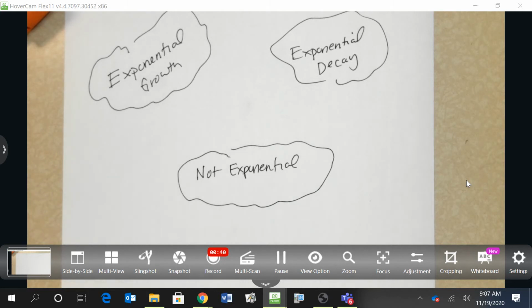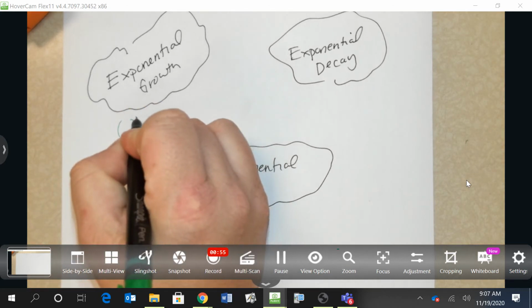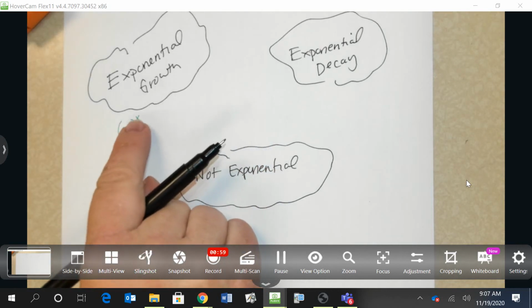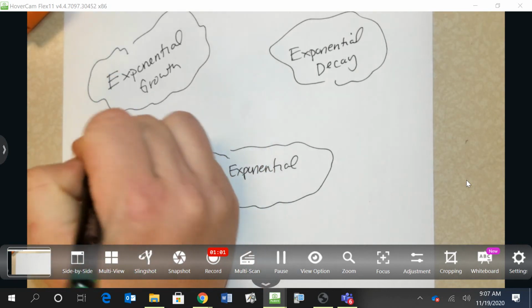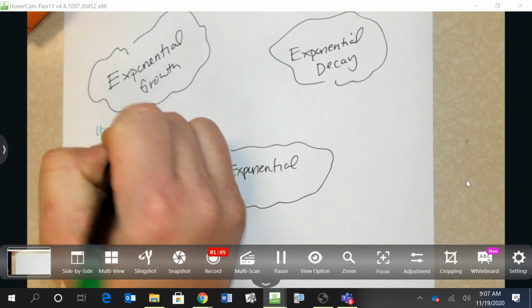I'm going to write down examples of exponential growth, examples of exponential decay, and show you equations that are not exponential. So if something is exponential, it means that the variable x is in the exponent position. If something is exponential, the variable must be in the exponent position. So exponential growth, here's some examples.